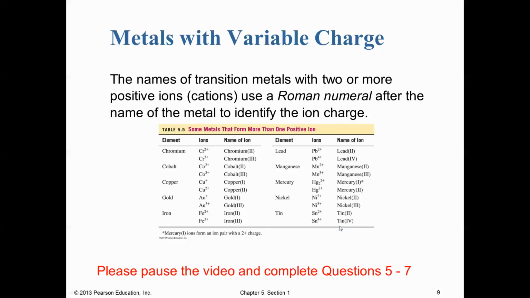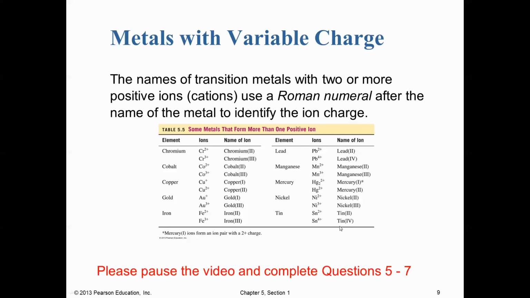So we mentioned that metal ions are given the same name as the element they come from. But some of the metals form multiple charges. If this is the case, we need to specify what the charge is using a Roman numeral. And so which elements do this? Well, the majority of the transition metals do this.